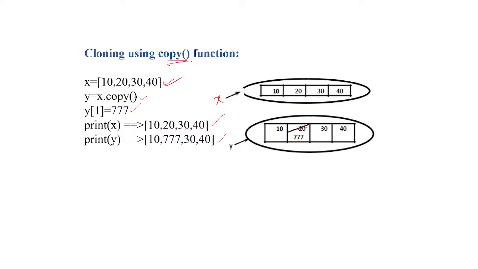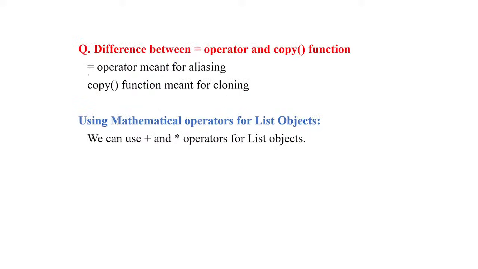You have x here. So x.copy, instead of using the slice operator, you can say x.copy. It copies x into y. So when you say y of 1 is equal to 777, and if you print only y, that means y gets a different copy, x has its own copy here. So equal to operator and copy function, what is the difference? Equal to is meant for aliasing, and the copy function is meant for cloning. So instead of using the slice operator, if you want to create another duplicate copy, better use this copy function.